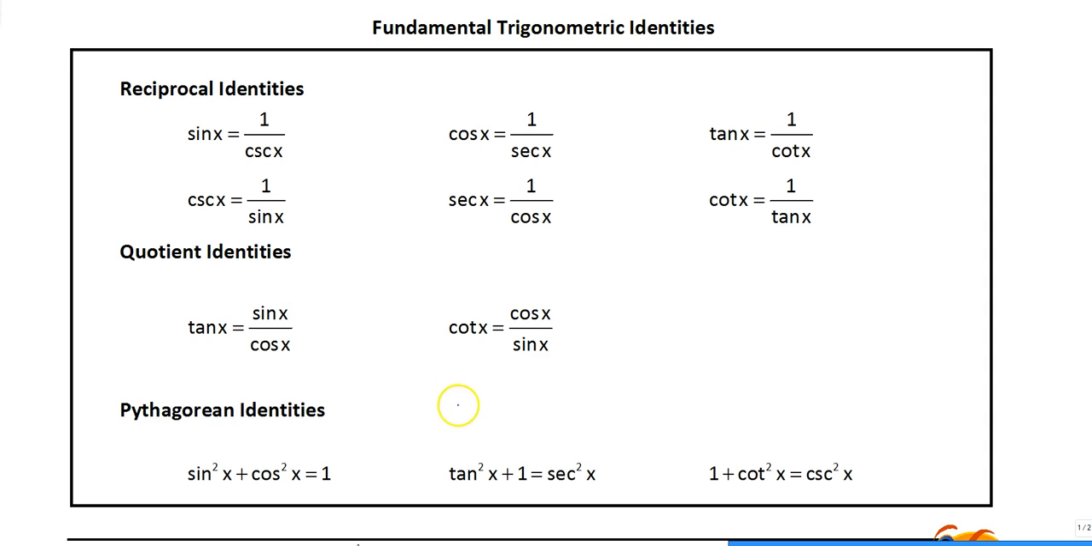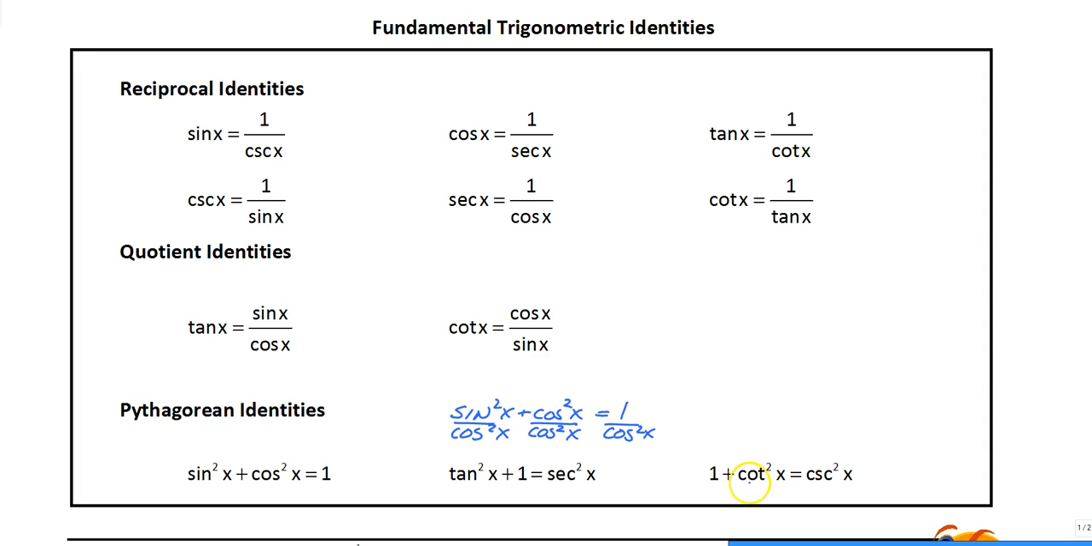What I mean by that is this. If you can memorize sine squared x plus cosine squared x is equal to 1, then you will easily be able to get the other two. Watch. The one below, you just have to divide everything by cosine squared x. If you divide every single one of these terms by cosine squared x, sine squared over cosine squared is tangent squared. Cosine squared over cosine squared is 1. And 1 over cosine squared is secant squared. So that's how you get the other two formulas.